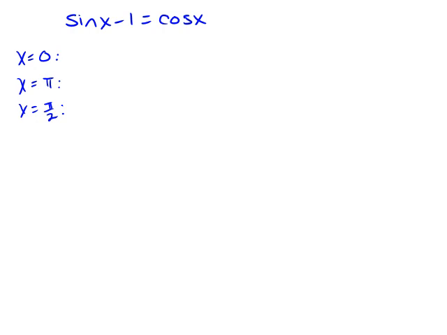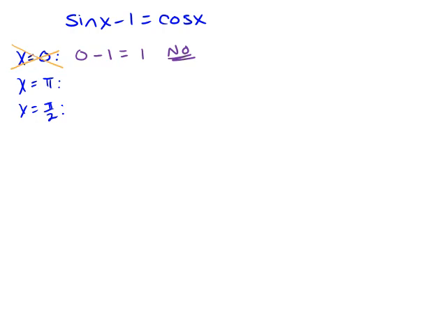When I do, sine of 0 is 0 minus 1 is equal to cosine of 0 is 1. Negative 1 does not equal 1. So I know that x equals 0 is not a solution. Now, had you put that in Alex, you would have been given that problem as being wrong, and you would have had to start over, which is not so much fun, is it?